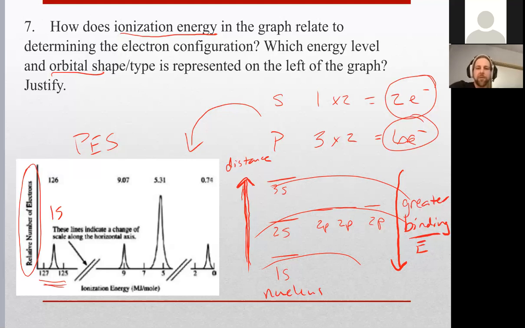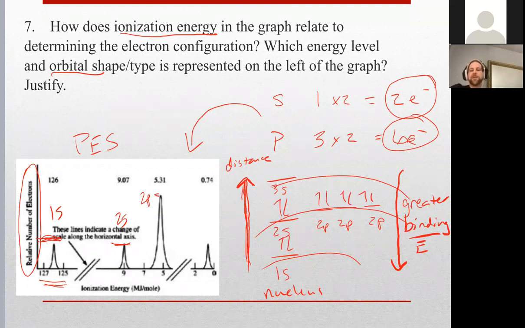And if we look at relative number of electrons, we know that the 1s is going to fill up first. So this height right here should represent 2 electrons. And then the next one in order is going to be 2s. So these are 2s electrons. And then the higher peak should represent 2p electrons. And we're not going to have a peak after that unless the 2p block is full. So we know that this is going to be 6 electrons right here.